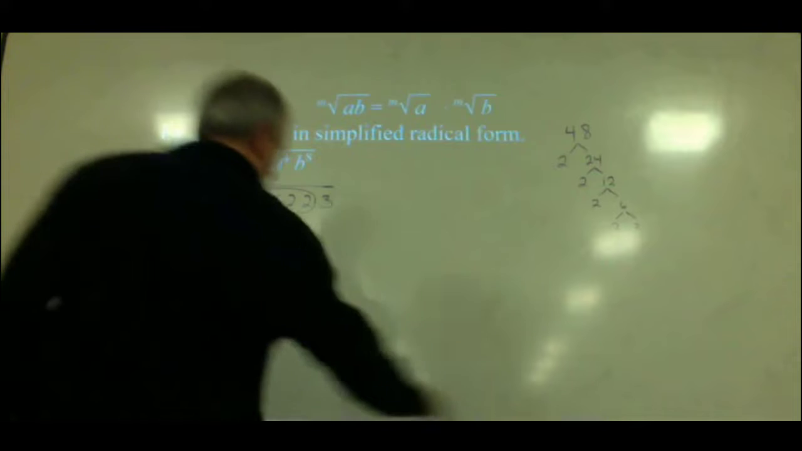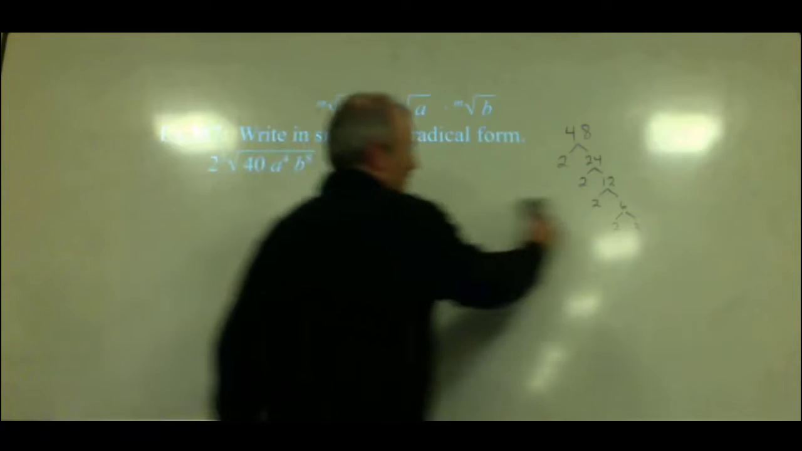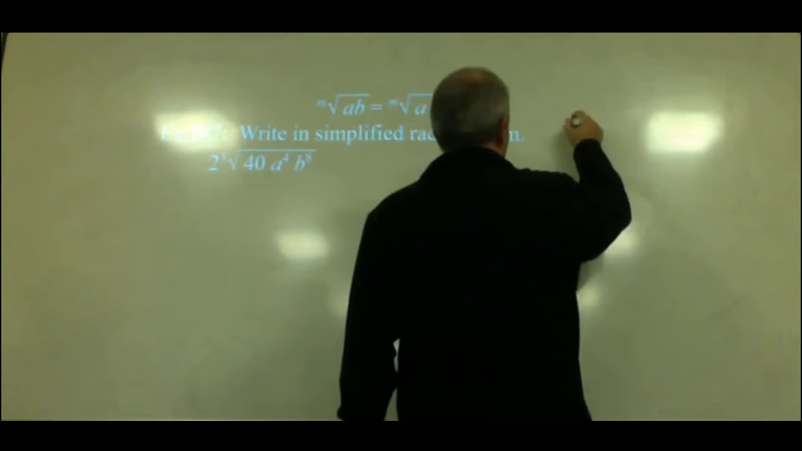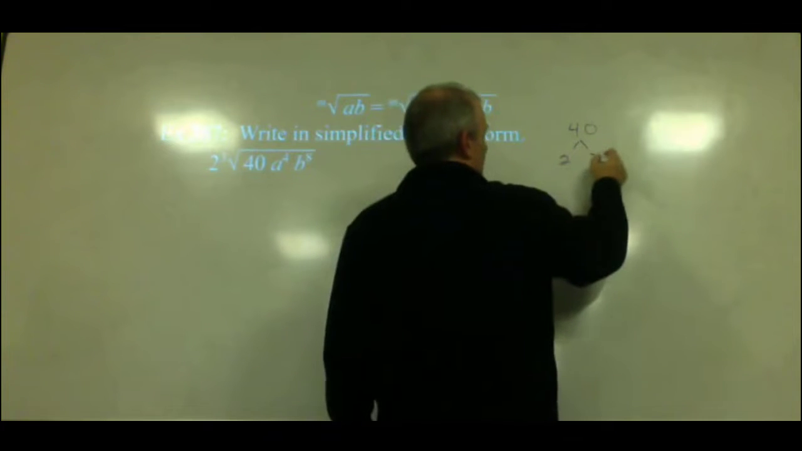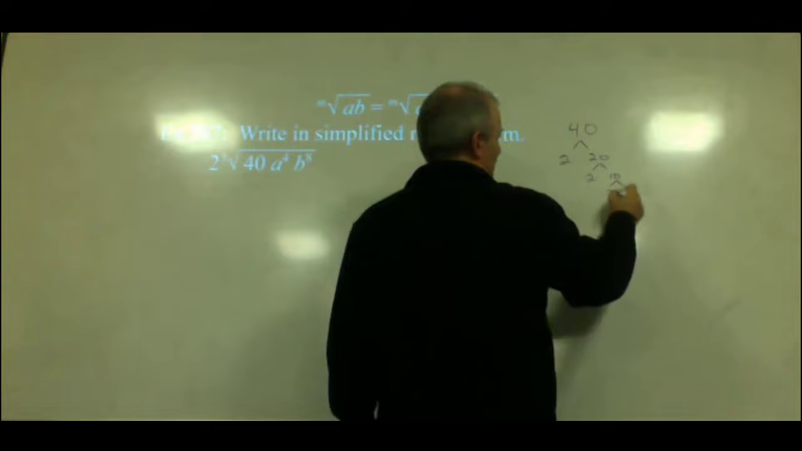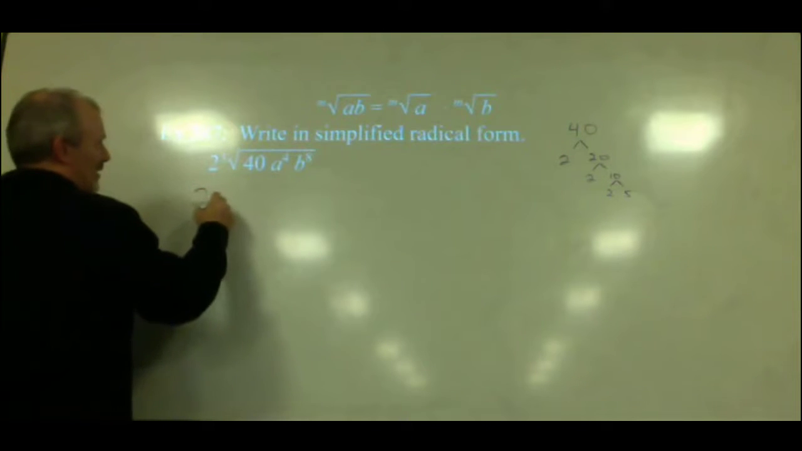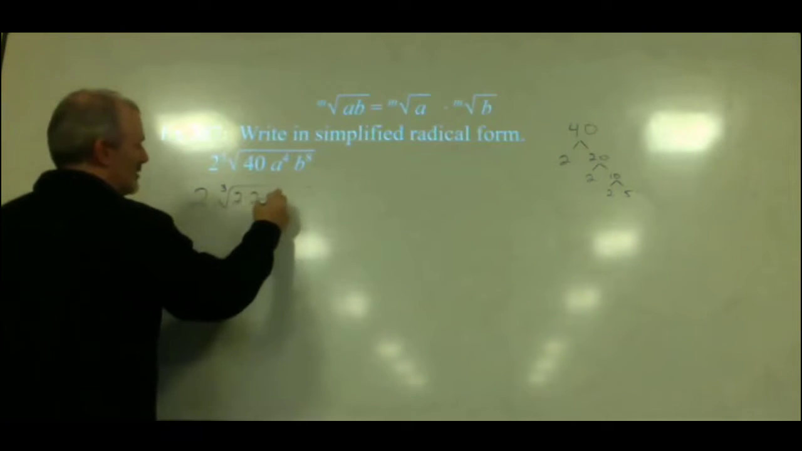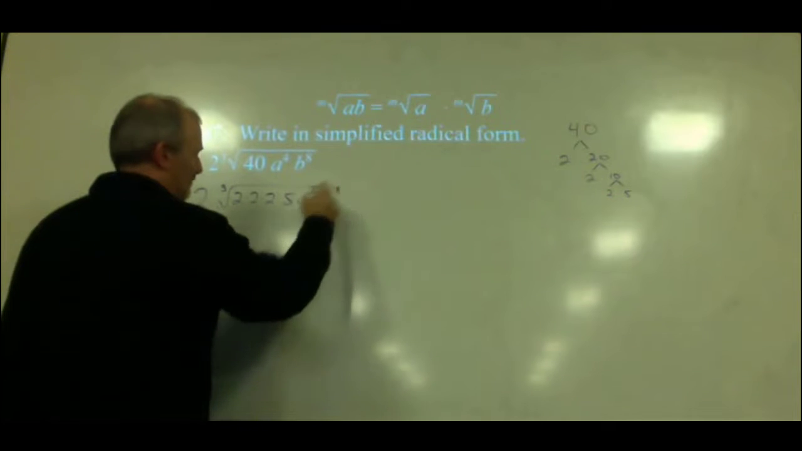Okay, so what happens if there are letters in here again? Variables. Well, let's start out with the number again because we're getting pretty good at those. So how do we break up the 40? 2 times 20. How do we break up the 20? 2 times 10. 2 times 5. Okay, so that's as far as we can go there. So we still have the 2 on the outside. And this time we're dealing with the cube root of 2 times 2 times 2 times 5, and a to the 4th and b to the 8th.